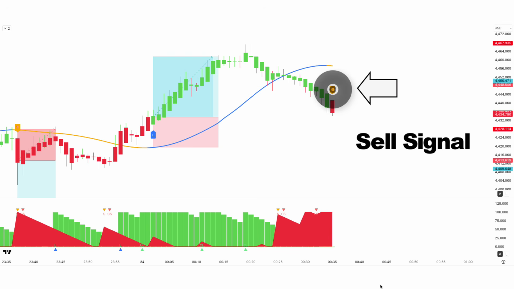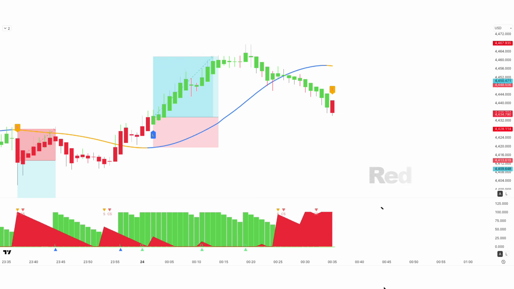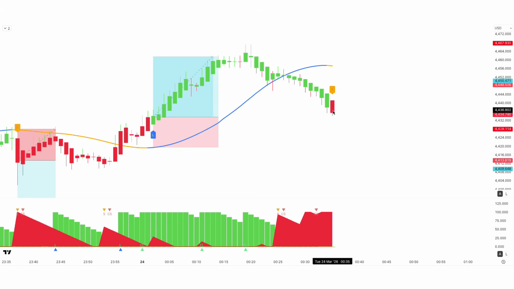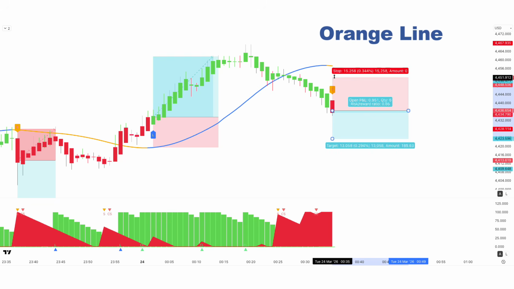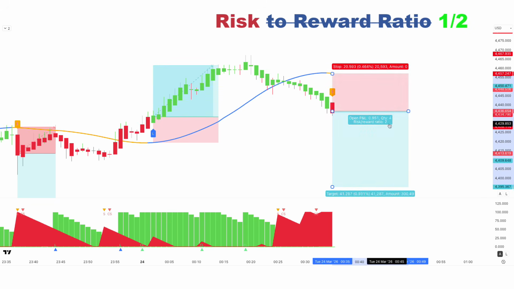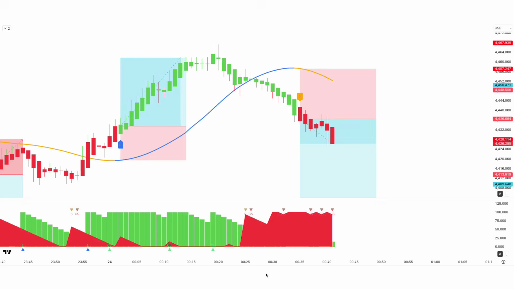Here, the PA adaptive hull parabolic label down of this indicator is a sell signal. Here, the Arun indicator red area. Here, the market has made a bearish candle to give confirmation. So all our conditions are being fulfilled, so we are placing an order to sell. Our stop loss is to be placed at the orange line, and the risk-to-reward ratio will be 1:2. Let's see what happens to our trade.